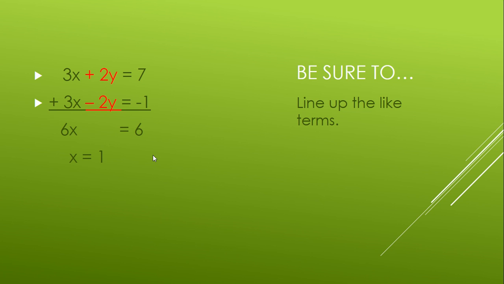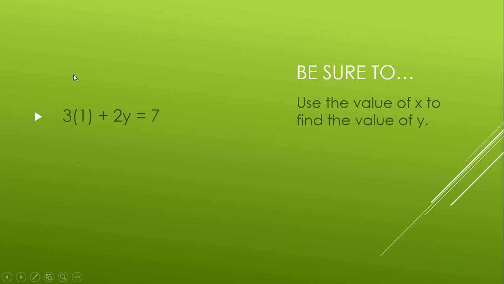But now we find the y term by using the x term. So we're going to use the value of x to find the value of y. We do that by taking the x and putting it in one of those equations. It doesn't matter which one. Let's just use the first one. So instead of x, we're going to have 1 there. Now we have 3 times 1 plus 2y equals 7.